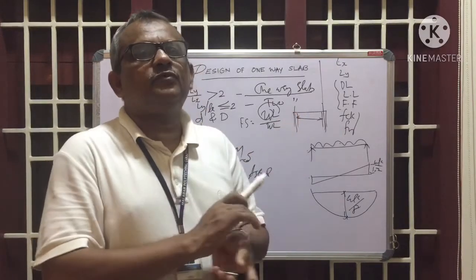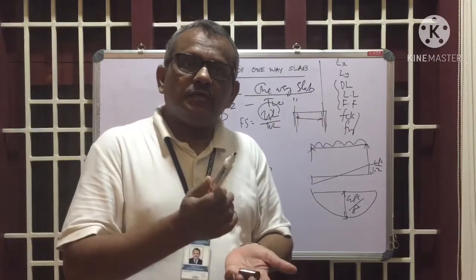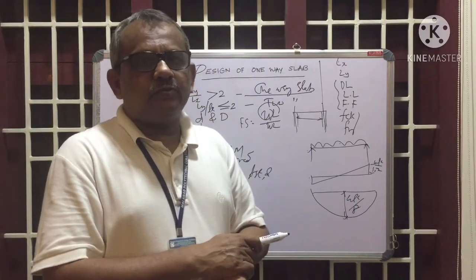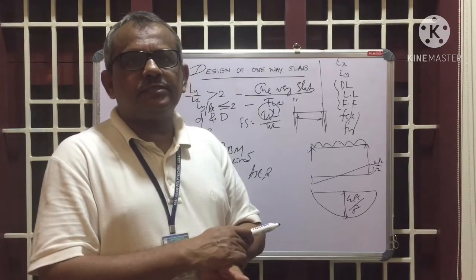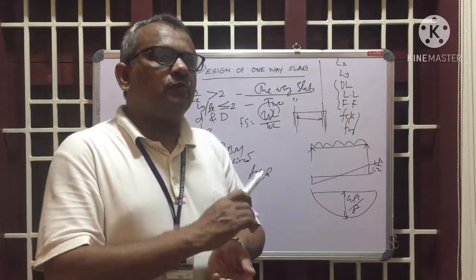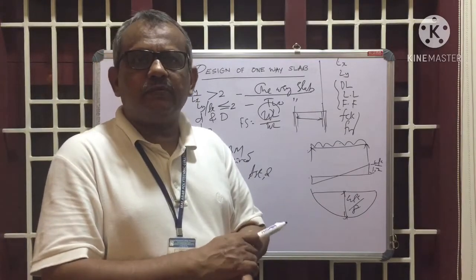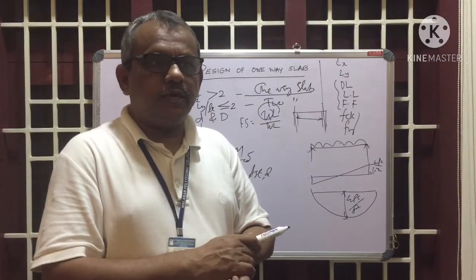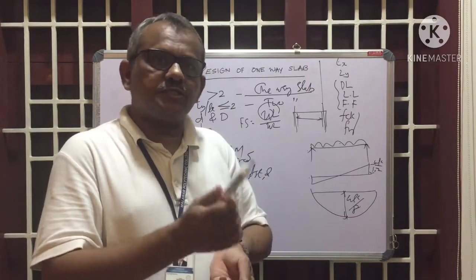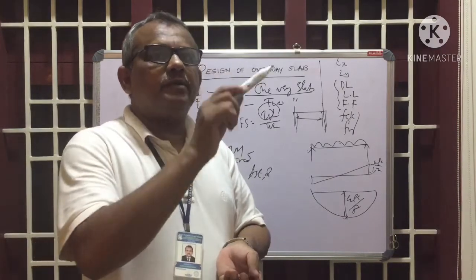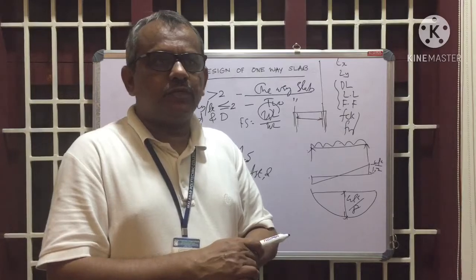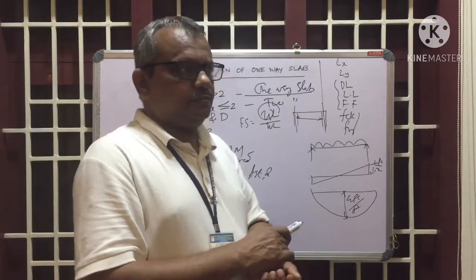If tau v is less than tau c, then minimum reinforcement is to be provided. Usually in the slab case, minimum reinforcement should be provided because shear will be very less in the case of slabs than beams. Otherwise you have to design it, including bent up bars in the slabs to take the shear stresses.